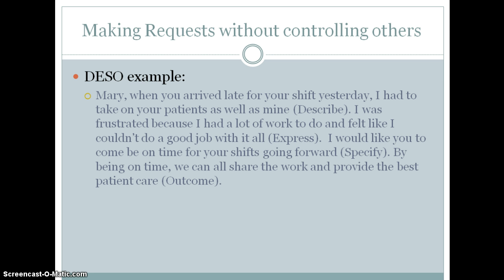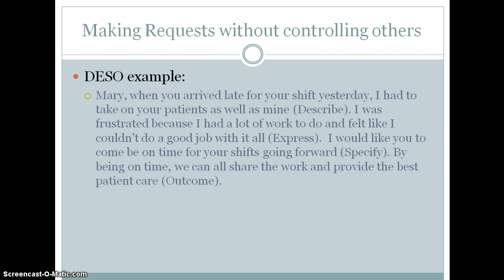So Patterson gives several examples in the book. I came up with one that could be related to nursing. And so it's written here. "Mary, when you arrived late for your shift yesterday, I had to take on your patients as well as mine." So that's describing the situation. Mary was late, and what happened was I had to take care of her patients as well as my patients. And then I'm expressing my feelings. "I was frustrated because I had a lot of work to do and felt like I couldn't do a good job with it all." And again, these are expressed as I statements.